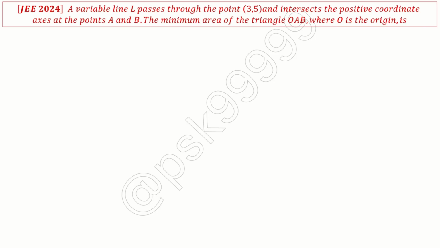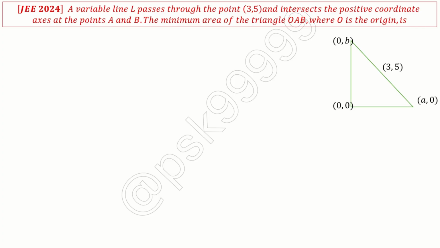A variable line L passes through the point (3, 5) and intersects the positive coordinate axes at the points A and B. The minimum area of the triangle OAB, where O is the origin, is... Okay, this also, just draw the diagram first. It's very simple.